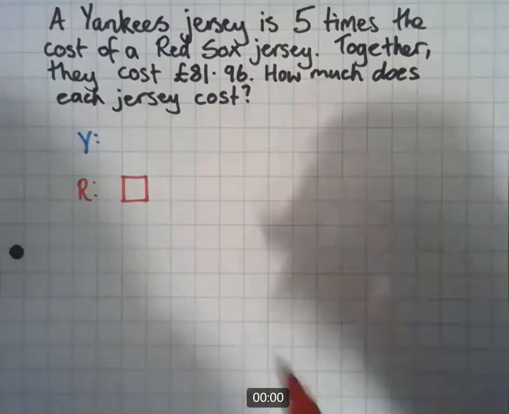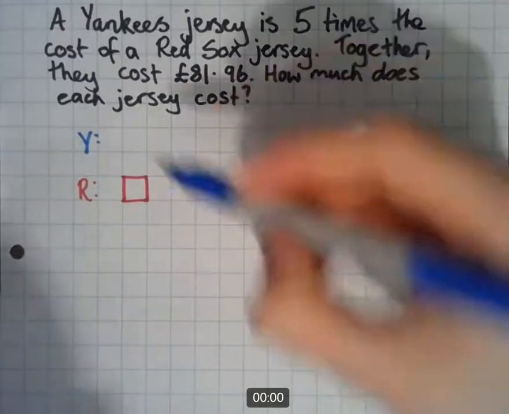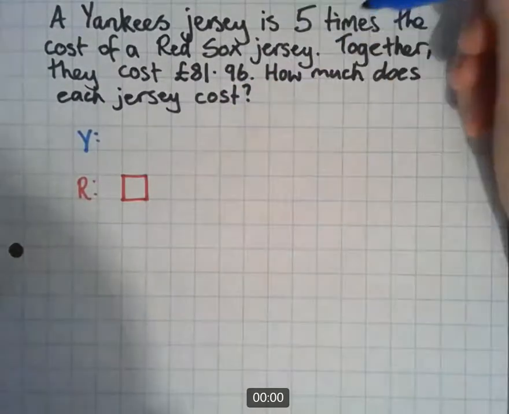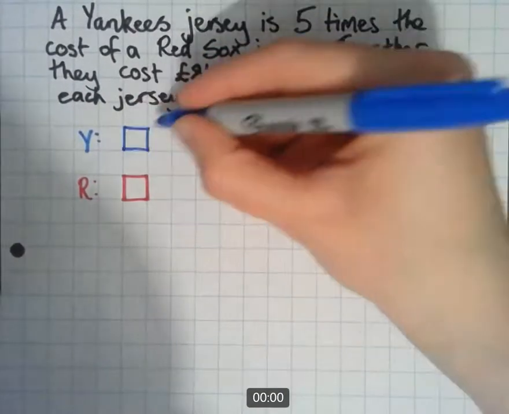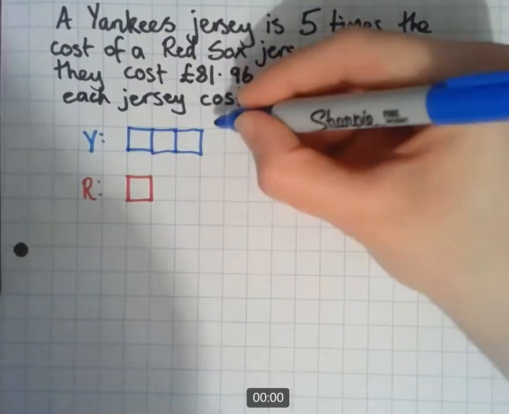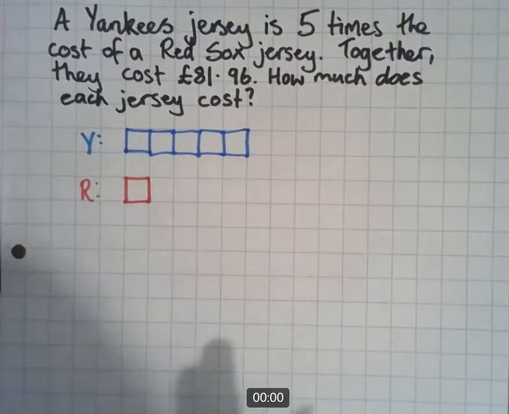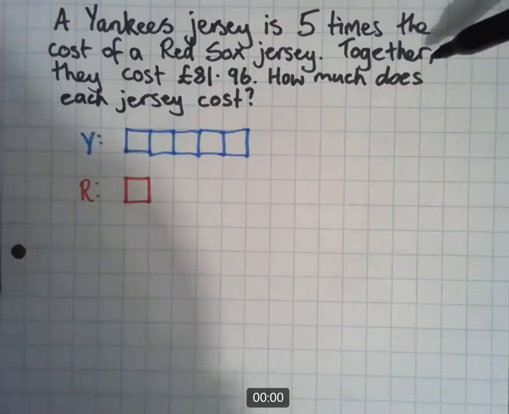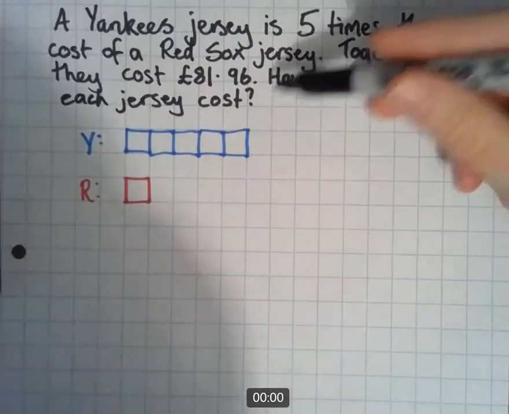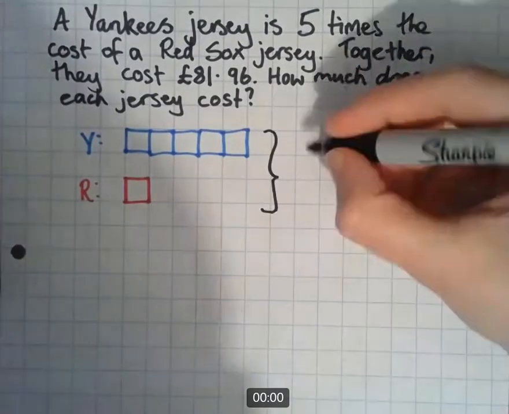So then we have a look and it says the Yankees jersey is 5 times the cost of a Red Sox jersey. So if we've used one block here to represent the cost of a Red Sox jersey, if the Yankees jersey is 5 times the cost of a Red Sox jersey, it's going to be 5 of these unknown blocks as well. So let's draw those in. So we've got 3, 4, and 5. So again, they're just representing things we don't yet know. And they're going to help us in a minute to work out what that unknown value is. So the last piece of information the question gives us, it says together they cost £81.96.